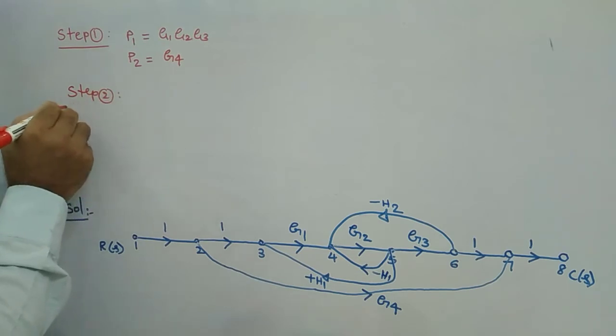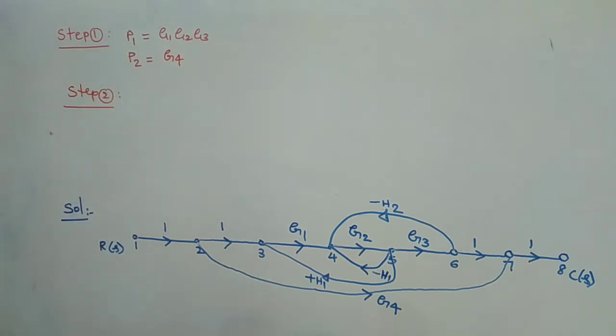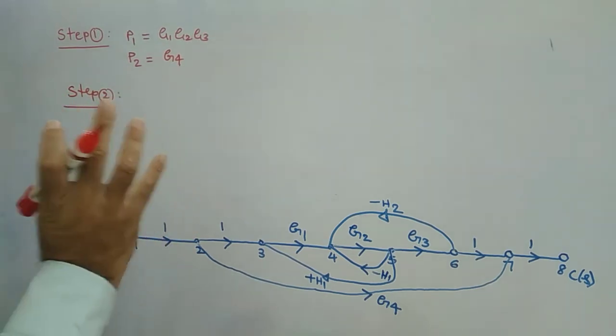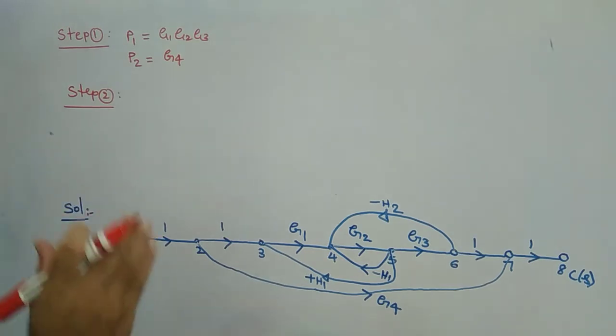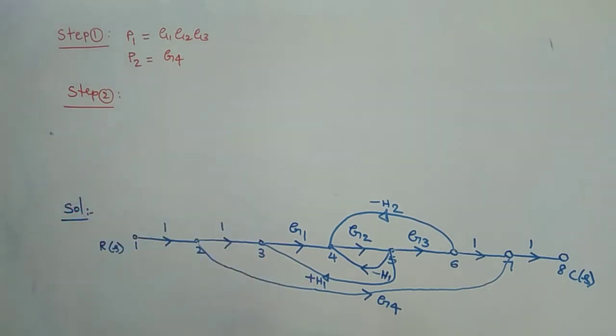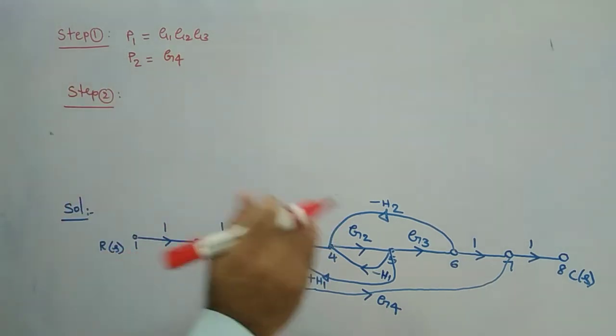What is step number 2? Step number 2 describes the number of individual loops, meaning L1, L2, L3 and so forth. Number of individual loops we are looking for in step number 2. Now, go and identify how many loops are there.